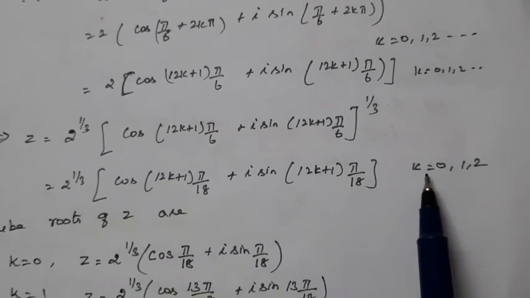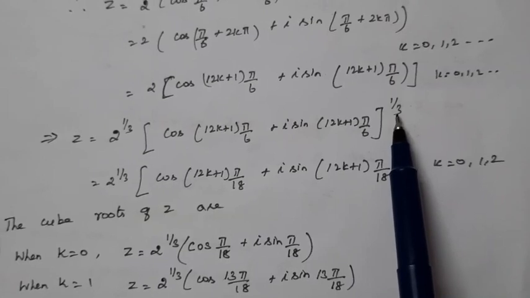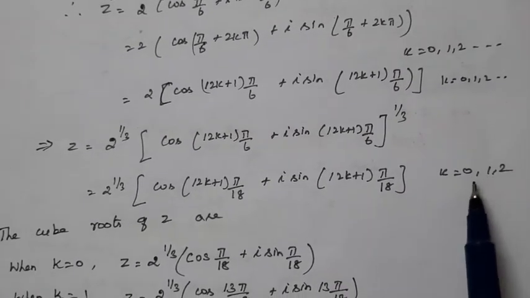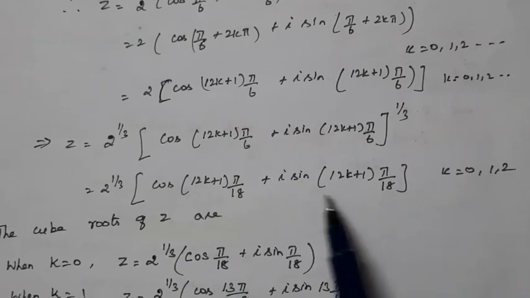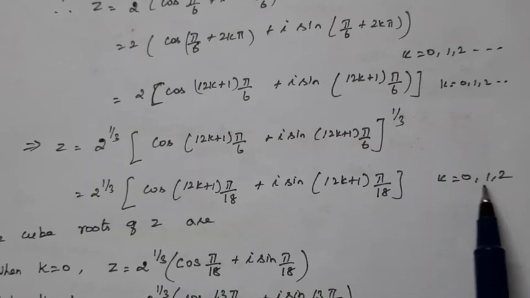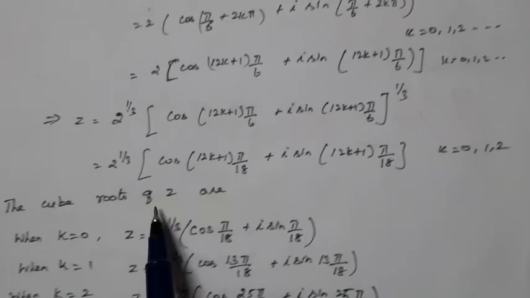So after applying de Moivre's theorem, the value of k is restricted to 0, 1, 2, because if you substitute 3, 4, etc., the values get repeated. So we can take k as restricted to 0, 1 and 2. So what would be the cube roots of z?